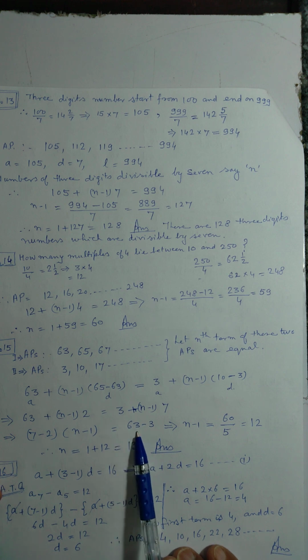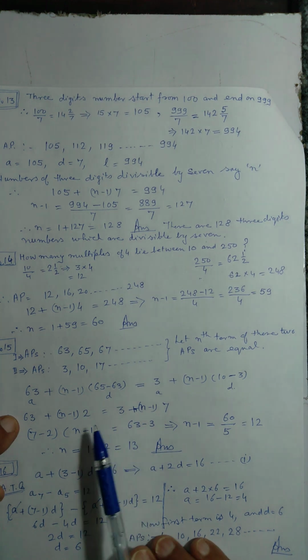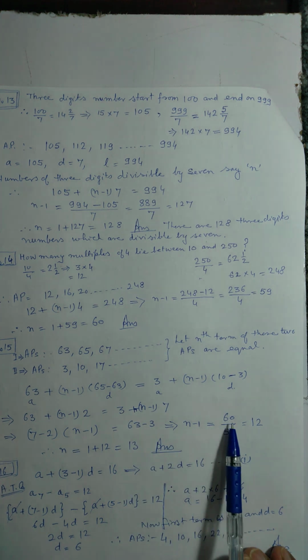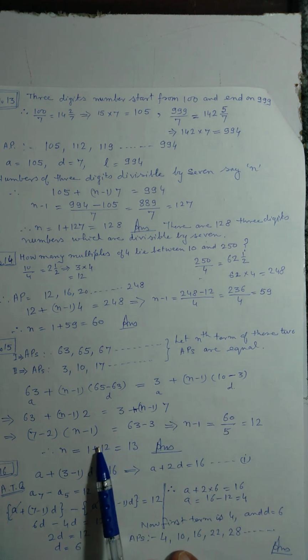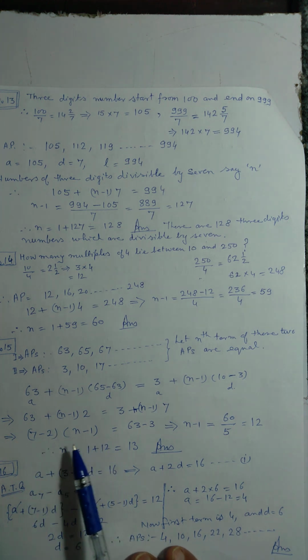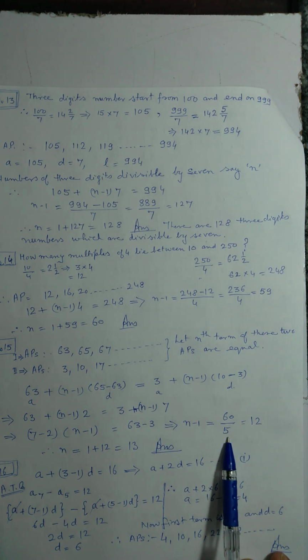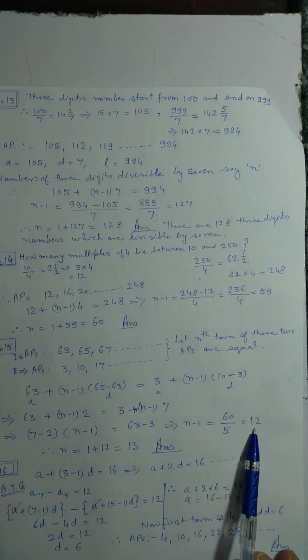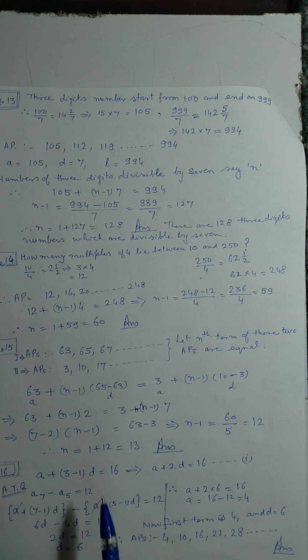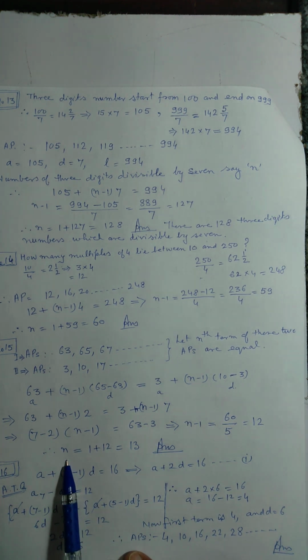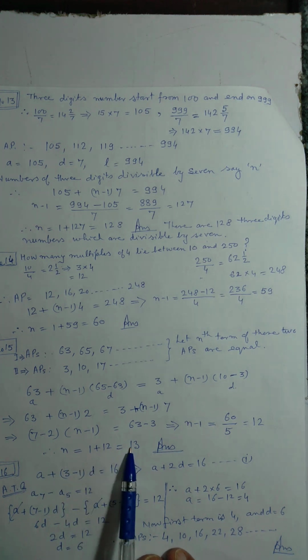On the other side I have taken 63 minus 3, and that will be 60 divided by 5. You see, working out 7 minus 2, that will be 5. So n minus 1 will be equal to 60 divided by 5, that will be equal to 12. So the number of terms, the nth term, is equal to 1 plus 12, that is equal to 13. This will be the answer for question number 15.